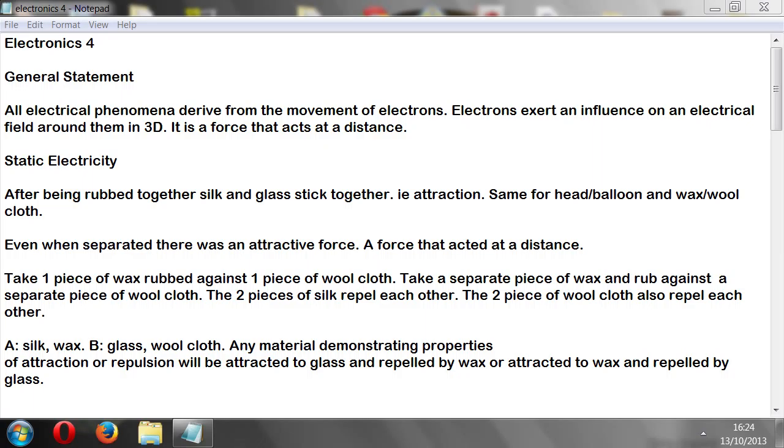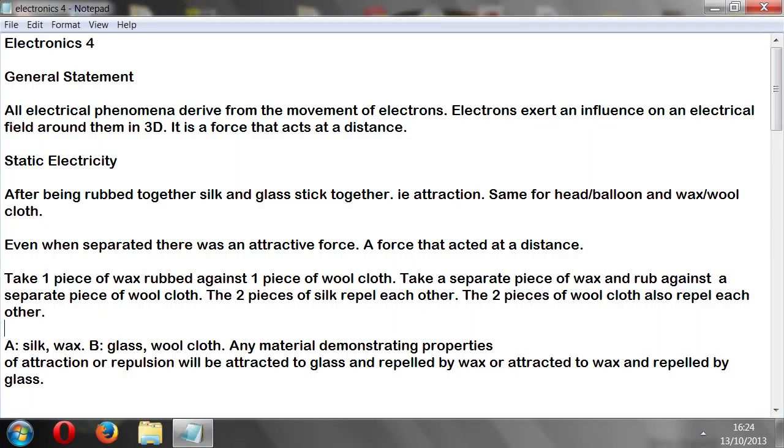It was also noticed that even when separated, these things had an attractive force. So a force that acted at a distance. Even when they're not connected to each other, there's something going on in between the objects. As I said, take one piece of wax rubbed against one piece of wool cloth, and take a separate piece of wax, rubbed against a separate piece of wool cloth. You see that the pieces of wax are going to repel each other, and the pieces of wool cloth are also going to repel each other.